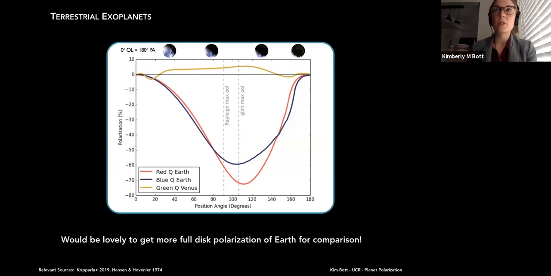As I alluded to earlier, Venus in our own solar system has quite low polarization. It has a very different polarization signature from Earth. And just kind of a cartoon comparison here of looking at a couple different wavelengths at Earth or a water world versus a Venus-like planet, getting a much higher signal from the Earth-like planet.